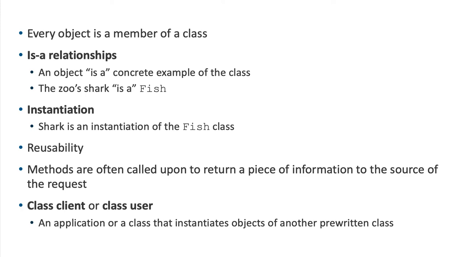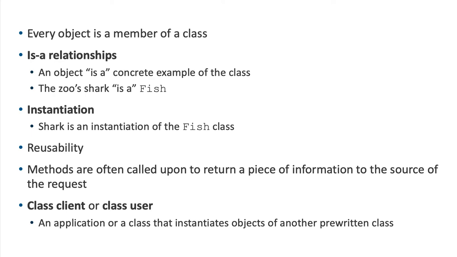Your desk is a member of the class that includes all desks, and your pet fish is a member of the class that considers all the fishes. An object-oriented programmer would say that your desk is an instance of the desk class and your fish is an instance of the fish class. These statements represent an is-a relationship, that is, a relationship in which the object is a concrete example of the class.